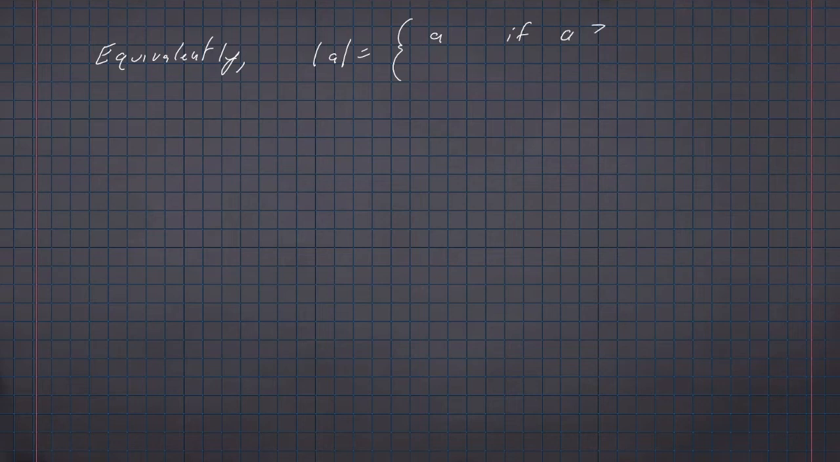Working with an equation that's defined in three conditions is a little bit too much. So we notice that we can condense these conditions and say that absolute value of A is equal to A if A is greater than or equal to 0, and absolute value of A is equal to the opposite of A if A is less than 0.